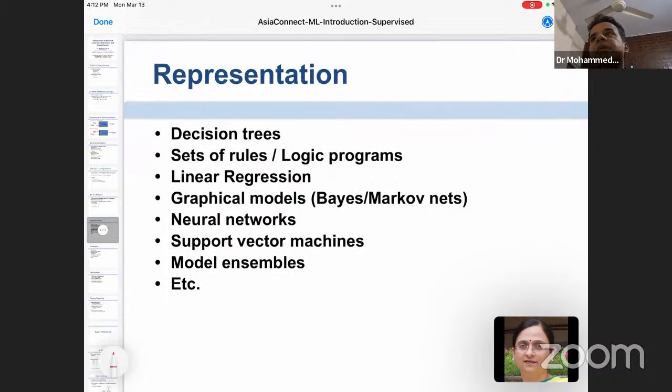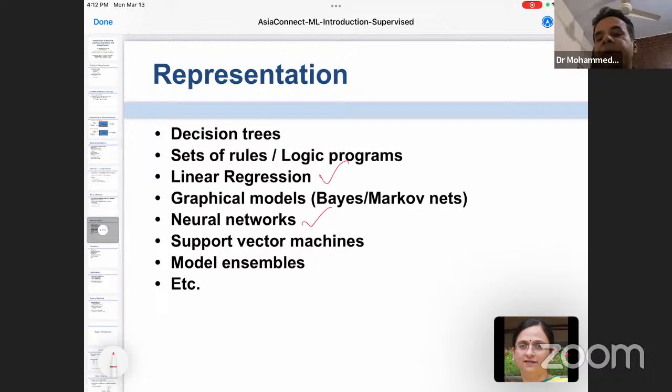Representation is like different types of learning. I am assuming you don't know, so there are many different classes of applications. I think you have definitely heard of deep learning or neural networks. This is one type. In today's lecture, we will see linear regression. This is another type of learning. So these are the different representations of what you will learn.